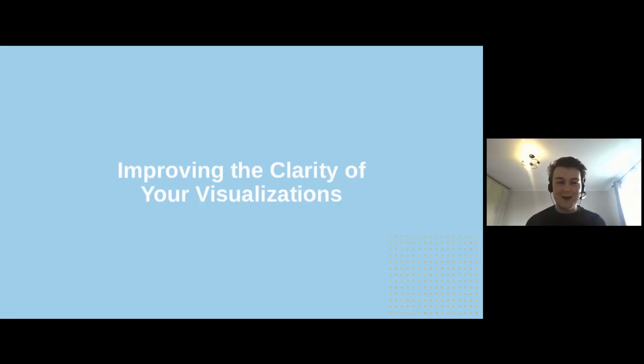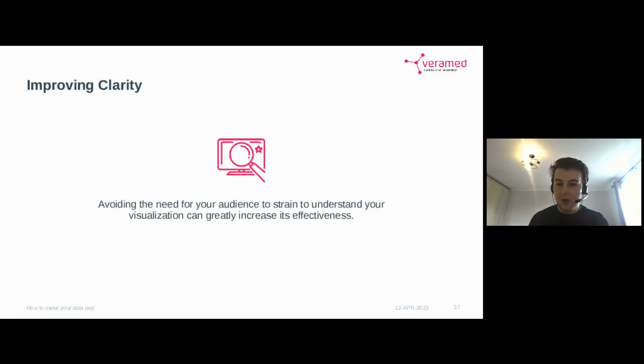Thanks, Sarah. We're now going to go through the final category of tips, which is all about improving the clarity of visualizations. So improving the clarity of visualizations is all about thinking about what you actually want to show, as well as thinking about any potential pitfalls that an audience might encounter, which might cause any confusion or misinterpretation when looking at your visualization. So the main way to accomplish that is to think about how you can reduce the mental load put onto the audience when it comes to looking at your visualization. Because if you can avoid them having to strain to understand your visualization, then that can greatly increase its effectiveness.